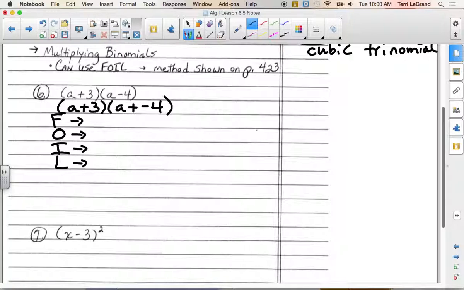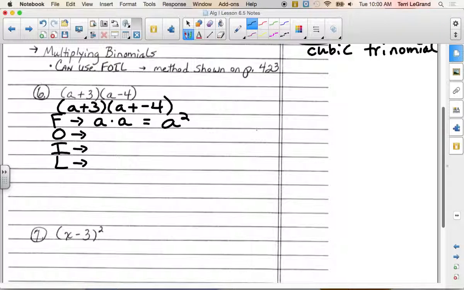And then what happens between all of those letters? What do we actually do with all of those multiplications? We add them, don't we? Yeah, so we make it into an addition problem. So what's the F step going to look like in this one? A times A, the first times the first. And that becomes A squared.